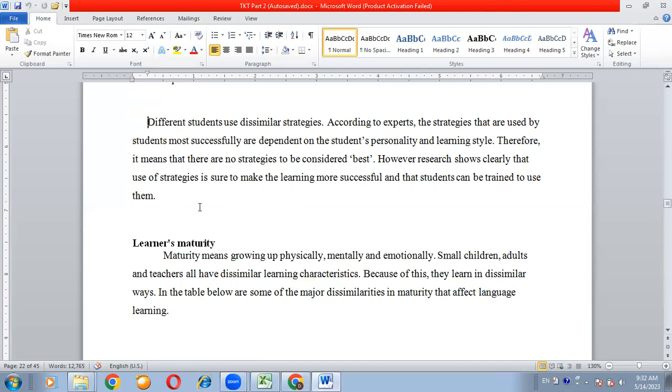Learner's maturity. Maturity means growing up physically, mentally and emotionally. Maturity කියන්නේ physically මානසිකව ශාරීරික වර්ධනයට තමයි maturity is in English. Small children, adults and the teachers all have dissimilar learning characters. Because of this, they learn in dissimilarity. The table below are some of the major dissimilarities in maturity that affect language learning.